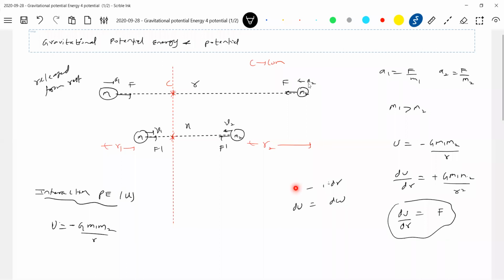So what is the interaction potential energy given by this particular formula? If two particles are separated by distance r, what is the interaction potential energy? It is equal to minus G M1 M2 by r.